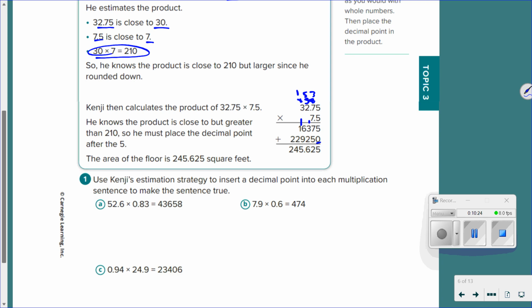Let us give you an easier way to do this. If I go back to my initial problem, all I do is count my decimal places. How many decimal places do I have here? 2. How many do I have here? 1. So total, that now gives me 3. I just write a 3 here and then I forget about it. So I'm kind of doing the same thing Kenji's doing. I literally multiply 3,275 by 75. When I get to my answer, now I go back and I say, okay, I need 3 decimal places. Where do we always start our decimal place in a number? Darren?